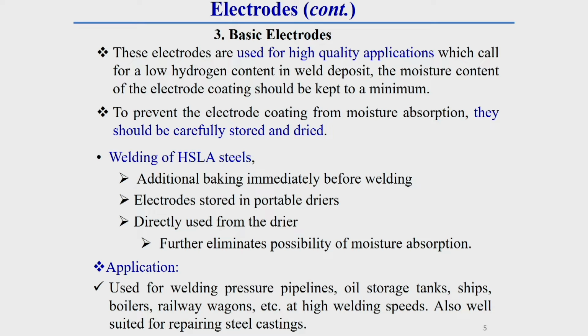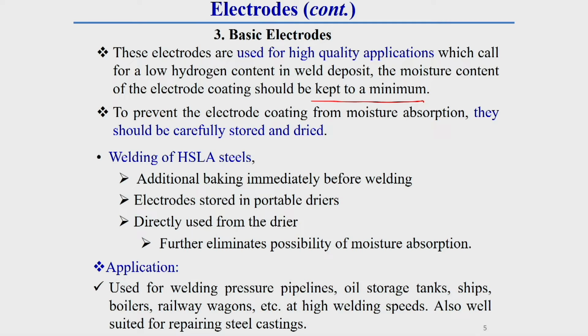The moisture content of the electrode coating should be kept to a minimum. This you should keep in mind. Once we do the welding using this electrode, moisture content should be as minimum as possible, then your weld quality will be good. One thing you should keep in mind is that once the electrode is exposed to open weather, this flux has a tendency to absorb moisture from the atmosphere. So to avoid this, once you go for using this type of electrode, the basic electrode, you should dry it before welding.